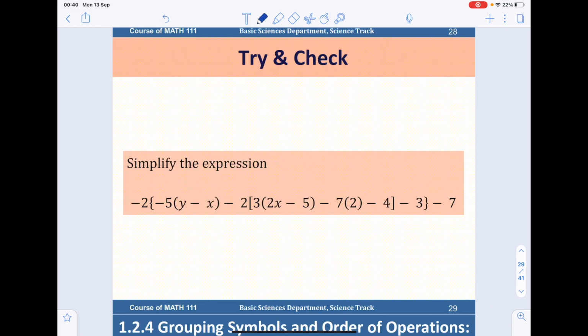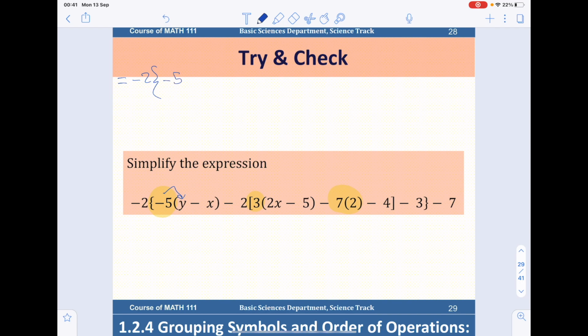Okay, try and check. We have to simplify this expression. As you can see, we have many brackets, many parentheses, many braces here. So we have to do the smallest one to the largest one. So here we have to distribute negative 5, and then here we have to distribute 3. We have to do this multiplication as in the first step. So let's start. I will put everything as it is. Then I will distribute this.